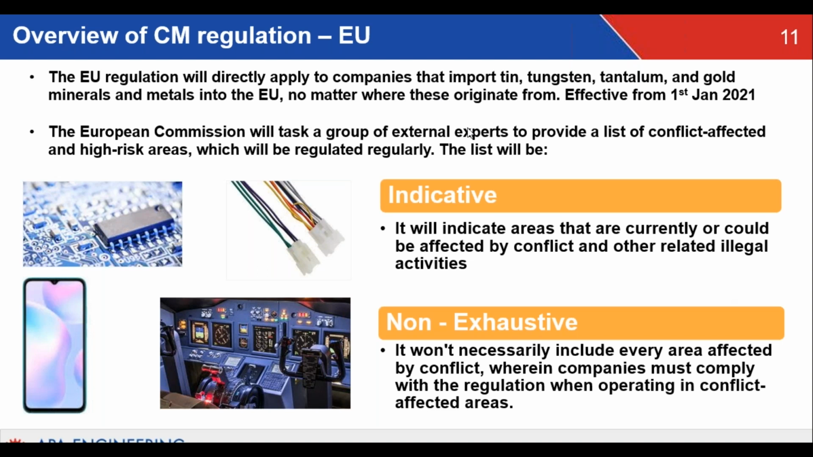One is an indicative list where the European Union will come up with areas that are affected by conflict, or if there are any other illegal activities involved. And the other is a non-exhaustive list, which will not include all the affected areas. However, when there are companies operating in those regions, they would have to comply with the conflict mineral regulation. So moving over to the next slide.